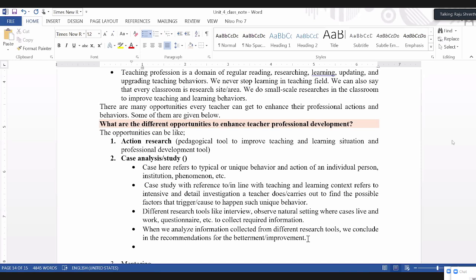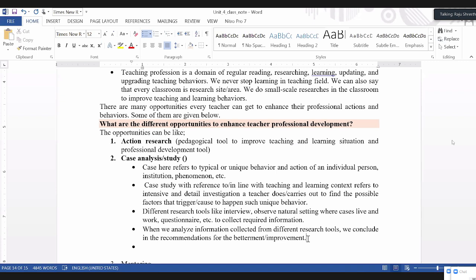Finally, we visit the natural setting where students live and work. Home environment we study, peer environment we study, classroom environment we study. We interview the peers, friends, and the parents, even the case also, the particular student who is known as the case here. Then we collect the information and analyze, and we end or stop the case study with the recommendation, but in action research, no recommendation but improvement.